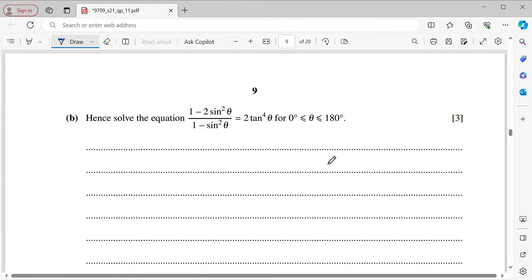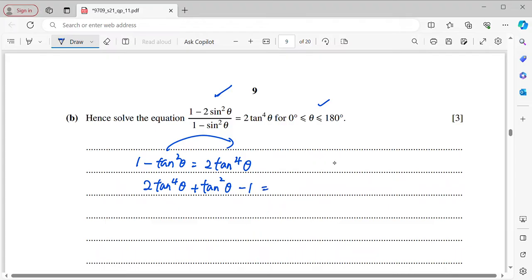Okay, next question, B. Hence, solve the equation. We have proven just now that this equals 2 tangent to the power 4 theta, for theta from 0 to 180 degrees inclusive. So it means that now the left hand side, I will just change to 1 minus tangent squared theta, and then rewrite the right side. Now I will rearrange them. So it will be 2 tangent to the power 4 theta, move these terms all from the left side to the right side, plus tangent squared theta minus 1 equals to 0.